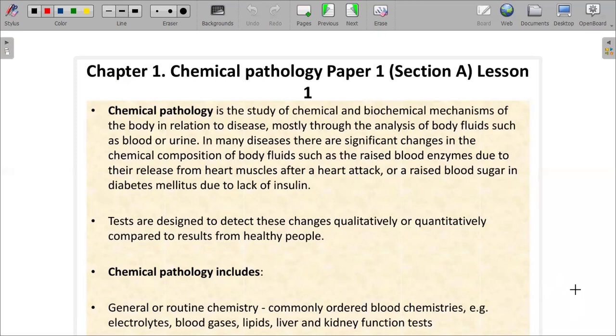So you should understand that chemical pathology looks at biochemical mechanisms of the body in relation to diseases, and also through the analysis of fluids such as blood and urine. In many diseases, there are significant changes in the chemical composition of these fluids, such as raised blood enzymes. I'm sure that you remember, what are enzymes?